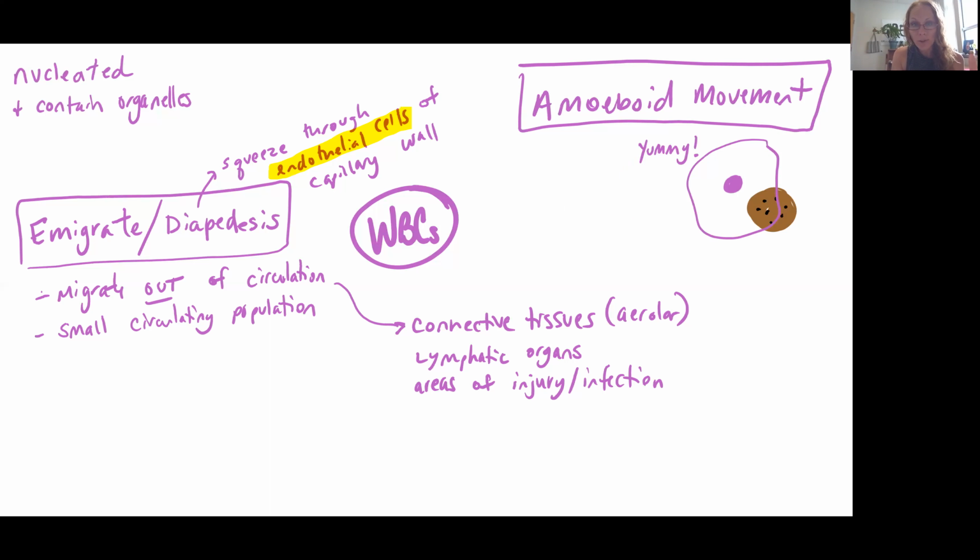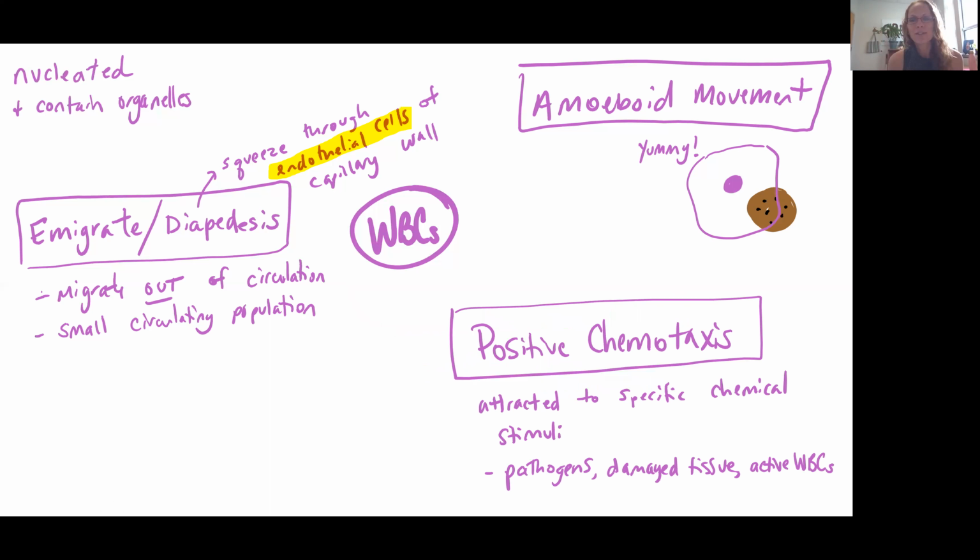And how do they know where to go? They're going to smell it. So they're using what's called positive chemotaxis. So my white blood cell here was super attracted to that chocolate chip cookie. But reality would be, of course, not cookies, but instead pathogens. When tissue is damaged, it will release some eicosanoids, some local hormones. That's that paracrine type of communication that's going to attract white blood cells. If you have active white blood cells in the area, they will be releasing chemicals to attract more white blood cells. So it's kind of like a positive feedback mechanism. The more white blood cells you have, the more white blood cells are going to show up to that area.